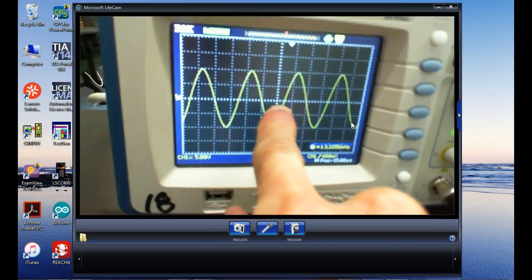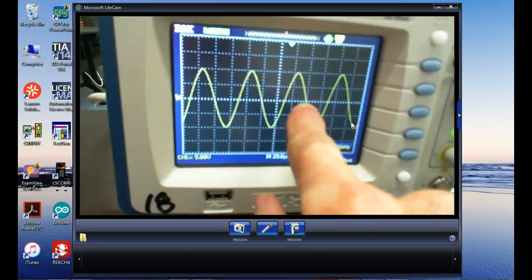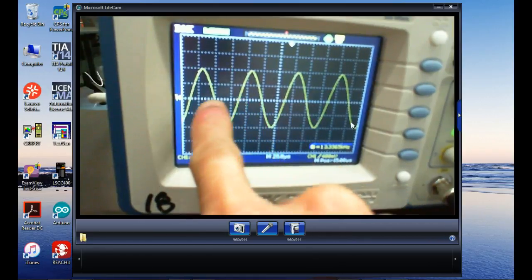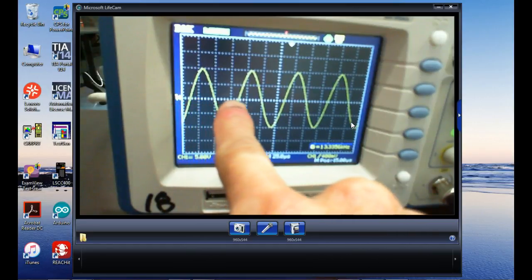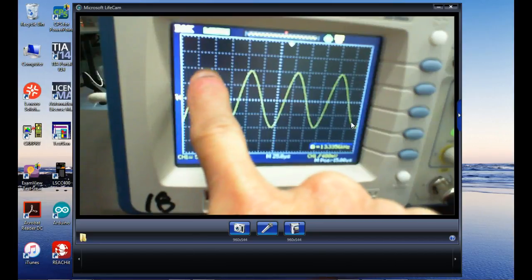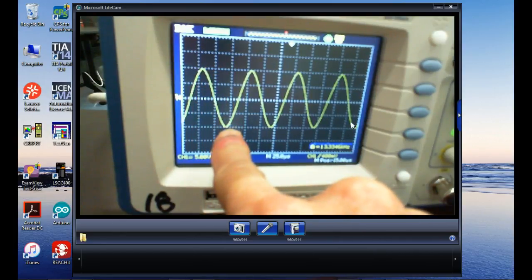You could start at 0 degrees on the positive-going edge, or you could start on the negative-going edge. It doesn't make any difference. By the way, y'all can't see this, it didn't focus real good. But this right here is representing 0 volts. So the voltage up here is a positive voltage, and the voltage down here is a negative voltage.